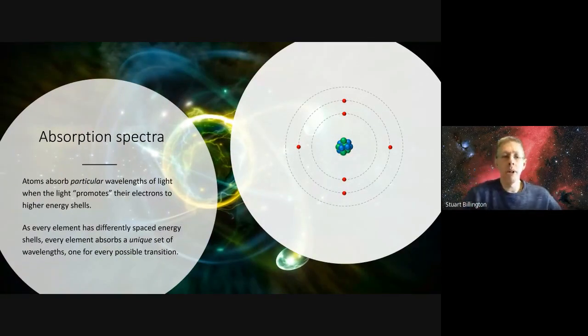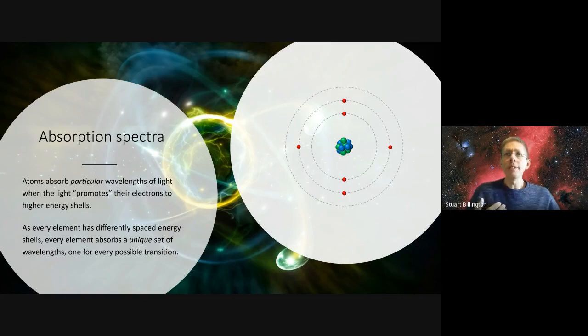So if I can remind you that an atom has electrons orbiting the nucleus in shells, the shells are at different distances, and the electrons that are nearest the nucleus are the lowest energy electrons. And the electrons that are further away have more and more energy until eventually, when they have enough energy, they're capable of escaping from the atom altogether.